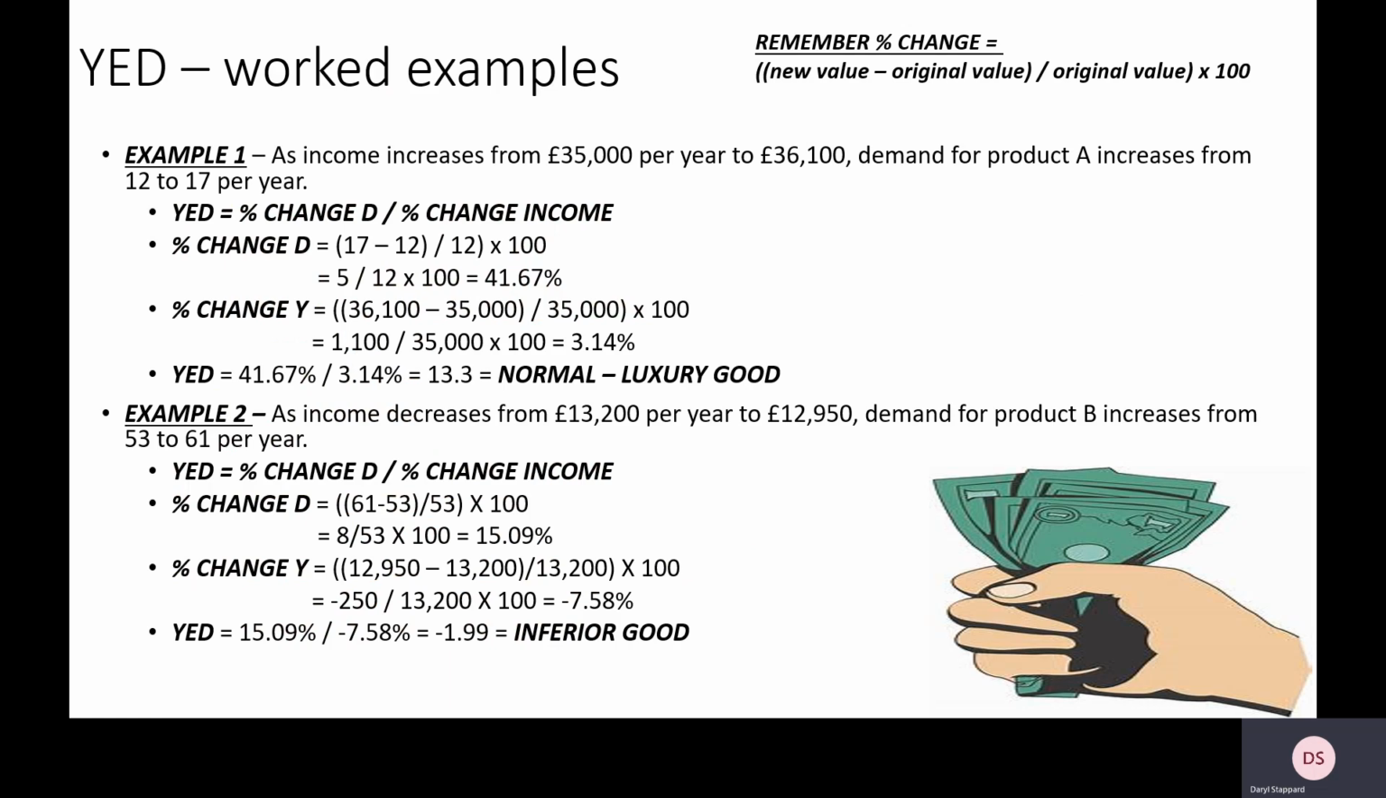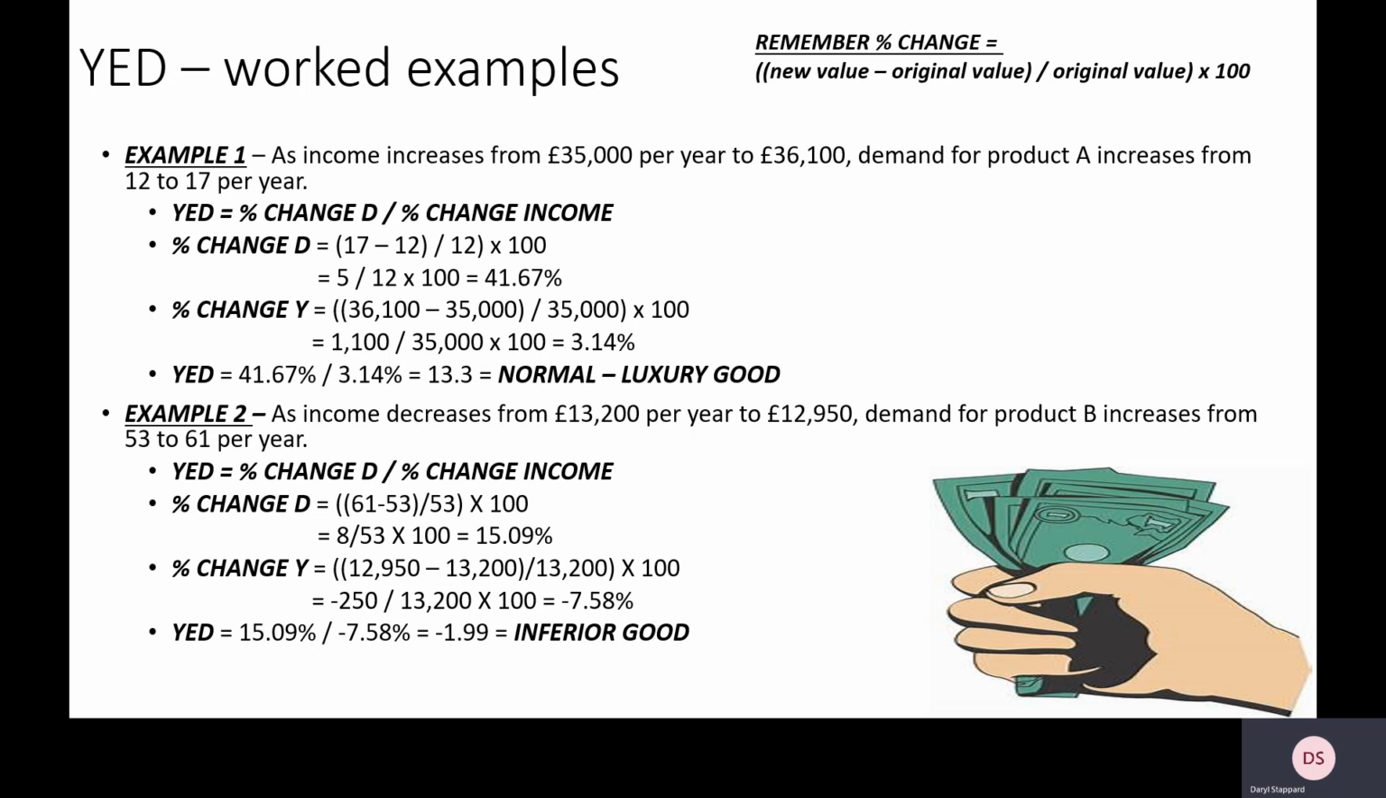Right, I just want to end this video by showing you a couple of worked examples for YED. So look what you've got here. In example 1, as income increases from £35,000 per year to £36,100 per year, demand for product A increases from 12 to 17. Now I've got to input numbers into the formula for YED, percent change in demand divided by percent change in income. So I would use that formula in the top right hand corner of the screen here. To work out a percentage change, it's the new value take away the original value, which will give you the difference or the change, divided by the original value multiplied by 100.